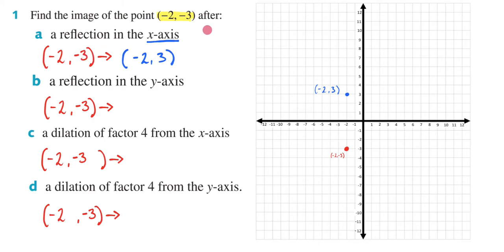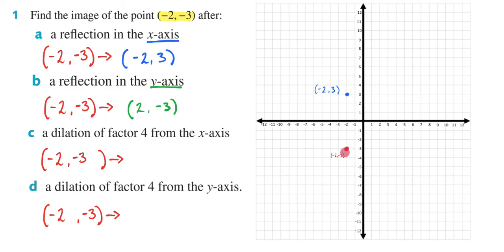Let's now go to B, which is telling us after a reflection in the y-axis. The takeaway message is that when I reflect something in the y-axis, my x value will change. The sign of my x value will change. So I'm going to get 2, -3. So let me prove that to you.